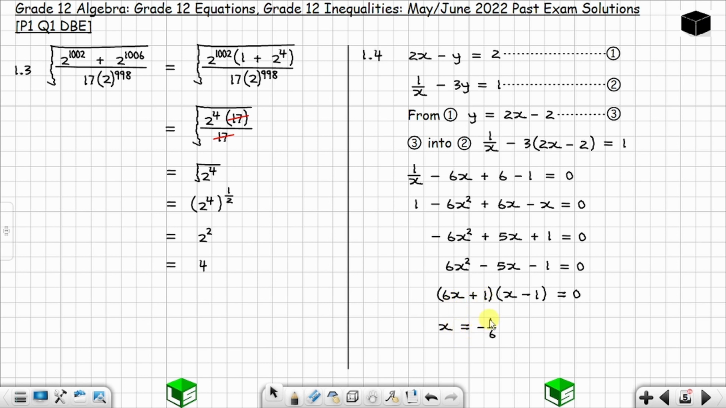So this is your x. Or x is equal to 1. This is another x. And you can get your y using y is equal to 2x minus 2. You plug this in there. Y is going to be equal to negative 7 over 3. This is your y. Or, you take x is equal to 1, you plug 1 there, and you have y is equal to 0.